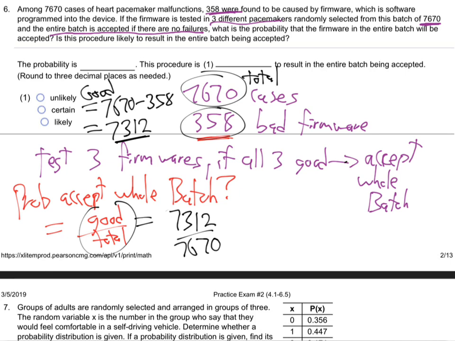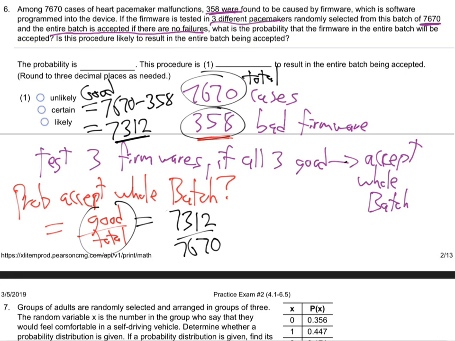But we don't just want 1 good one. What do we want? 3 good in a row. Good, good, good. If so, the whole batch is approved, right? So what's the chance that you're going to get 3 good ones in a row? What do we do? Anybody know? Cube it. You multiply it by itself 3 times.